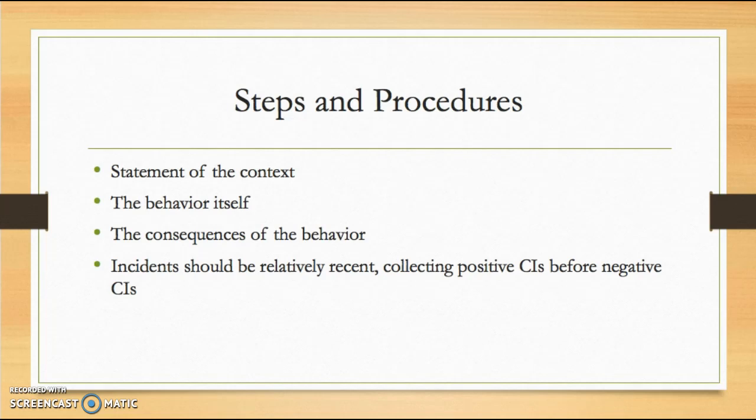Steps and procedures for the critical incident technique. You're going to start with finding a statement of context. So what led up to this behavior, the problem or opportunity? It doesn't need to be negative. So what's going on when the behavior occurs? And then obviously identifying the behavior itself, and then the consequences of the behavior.